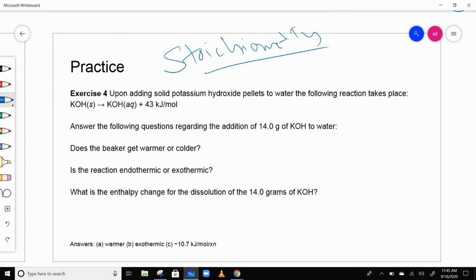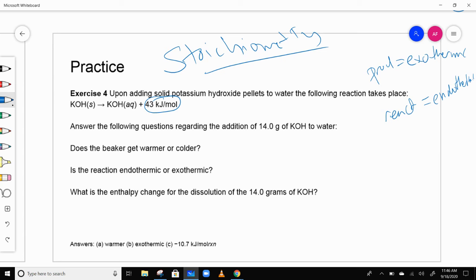In the stoichiometric way, usually the heat is either in the products or reactants. If it's in the products, that's exothermic. If it's in the reactants, it's endothermic. Okay, so here, upon adding solid potassium hydroxide pellets to water, the following reaction takes place.